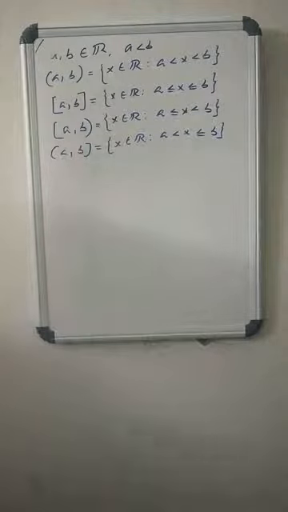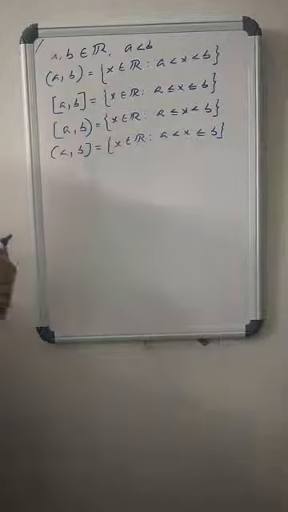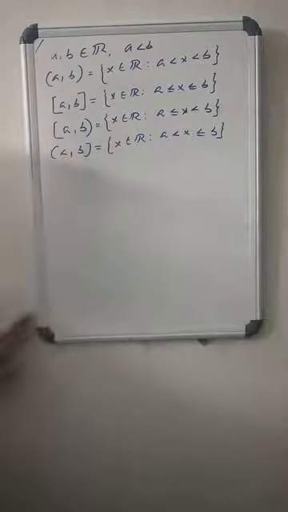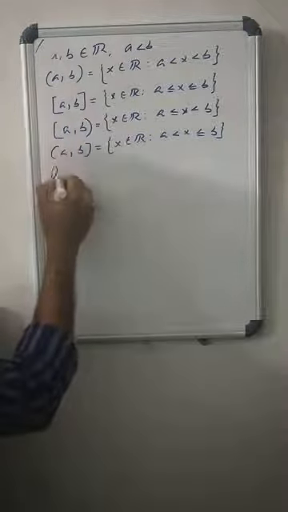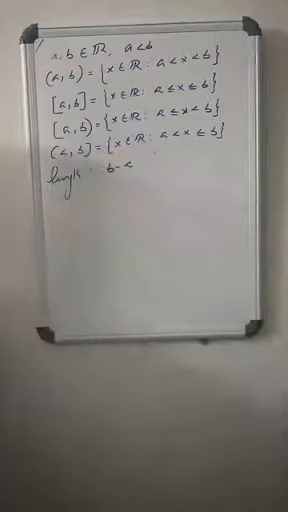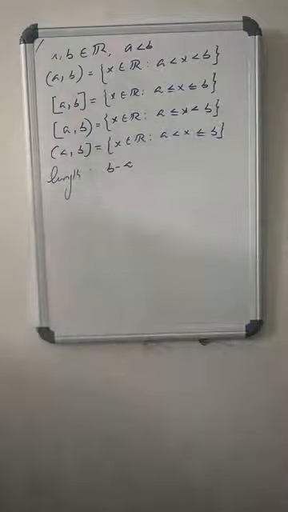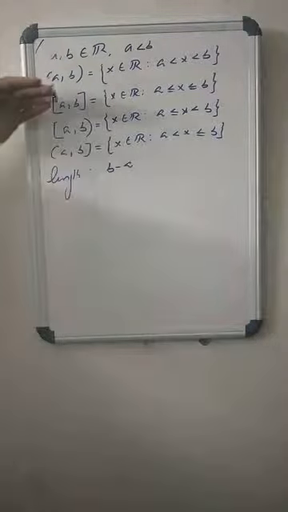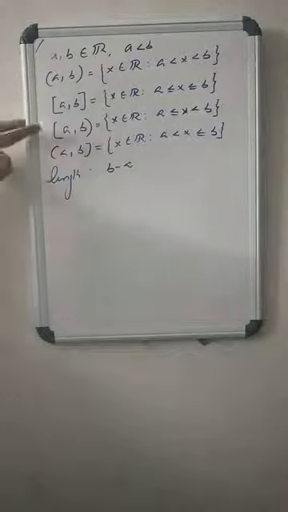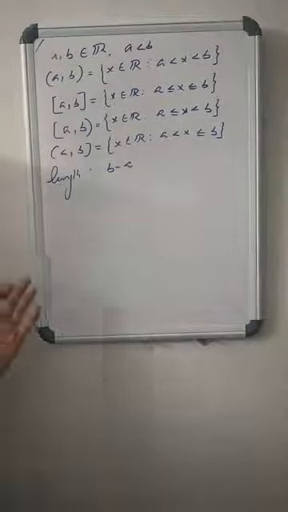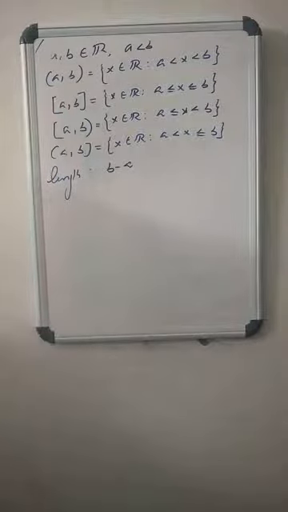So these are the four types of intervals: open interval, closed interval, open-closed, and closed-open. Among these four, the length of an interval is always the upper or right endpoint minus the lower endpoint. The length of the closed interval [A, B] is B − A, that of the open interval (A, B) is again B − A, and both the closed-open [A, B) and open-closed (A, B] also have length B − A.